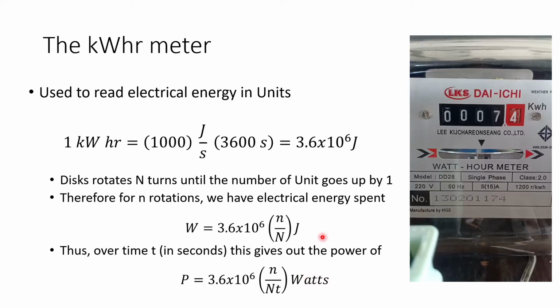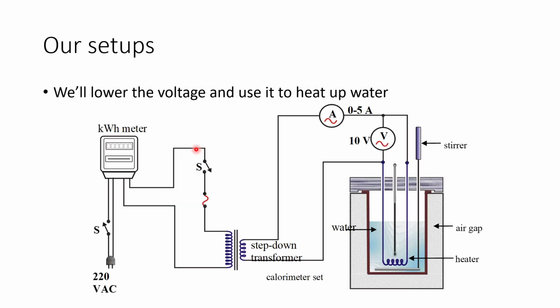Just by counting how fast the disk rotates over time, you can calculate the power, or you can calculate the total energy spent using the kilowatt hour meter. Our setup is that you're ultimately going to use the electrical energy coming from the outside, going through a transformer, and then you measure the current and measure the voltage, and as you know, current times voltage gives you the power.